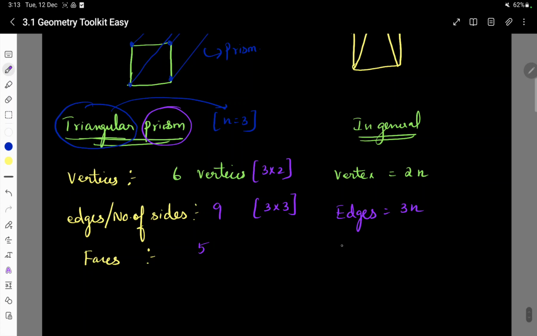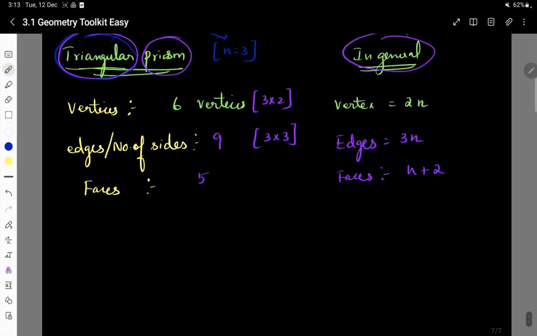So the formula in general I can write for faces is n plus 2. So this you have to remember for triangular prism. Vertex, if they ask, it will be 2 times the number of sides. So here triangle means n is equal to 3, and pentagon means n will be equal to 5. So this is valid for all sides. So vertices is equal to 2n, edges is 3n, and faces is n plus 2.